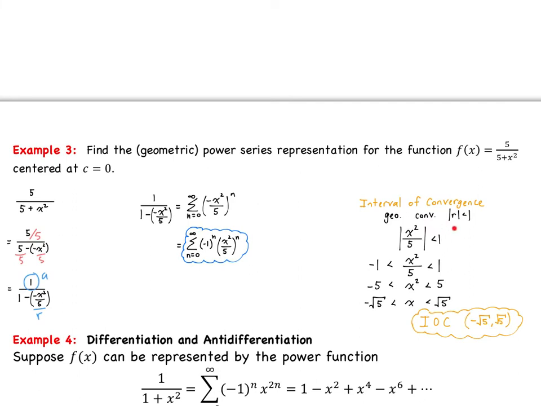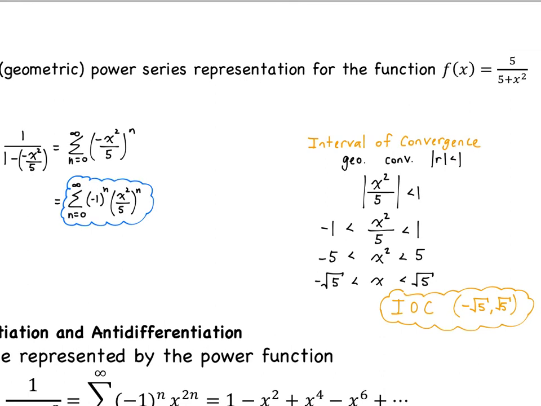Again, it's a geometric series, so in order to converge, the absolute value of r has to be less than 1. So I could have that negative x squared over 5. When we take the absolute value of it, that goes away. And so now multiply both sides by 5. When we take the square root, we're not going to take the square root of negative 5. We're taking the opposite of the square root of 5. Okay, so we are within this interval here. So our interval of convergence goes from negative root 5 to positive root 5, non-inclusive.